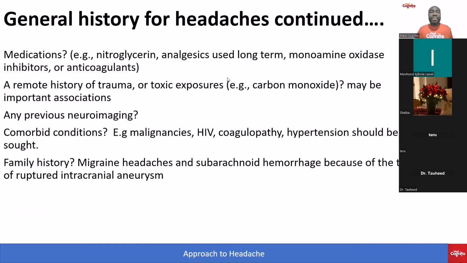All right? Okay. Other things you also want to find out about in the patient who is having a headache: are you taking any medications like nitroglycerin? Are you using any analgesics for a long time? Because at times some people can get a rebound effect because they've used analgesics for a long time. We call it analgesic-induced headache. Also monoamine oxidase inhibitors, MAO inhibitors, and anticoagulants.